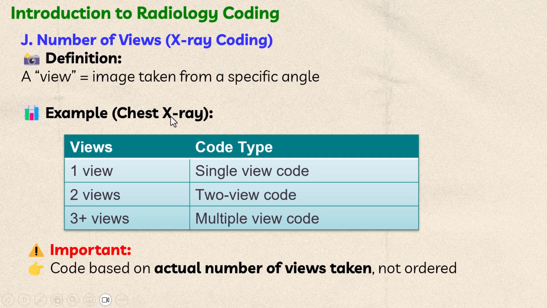Let's look at some key notes on each imaging modality. Number of views in X-ray coding. A view means an image taken from a specific angle. For example, chest X-ray, if the description says one view, you have to code a single view code. Two views, code a two view code. Three plus views, code a multiple view code. So here the code is based on the actual number of views taken, not ordered. When you do the examples, you will understand this.